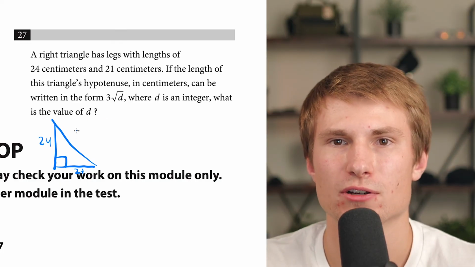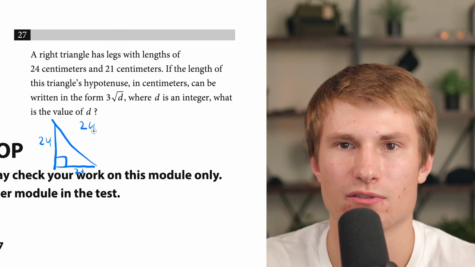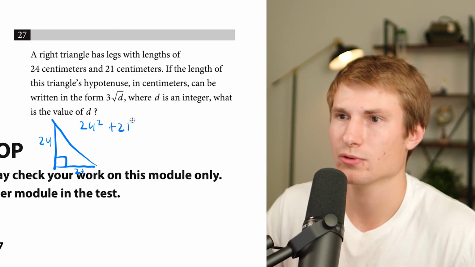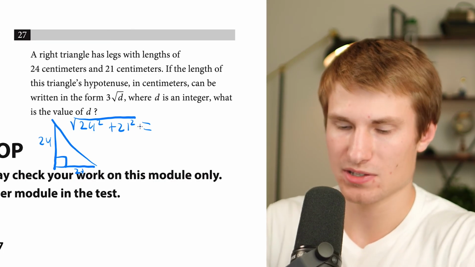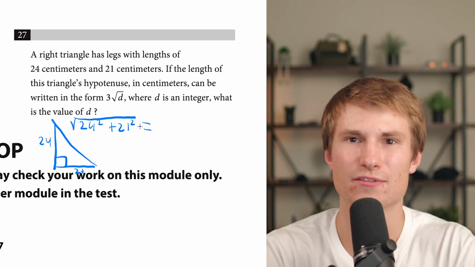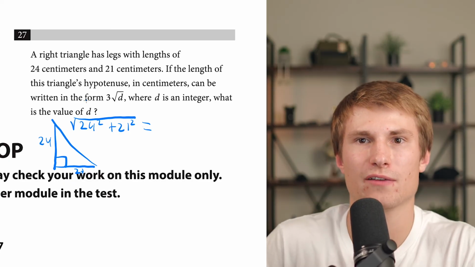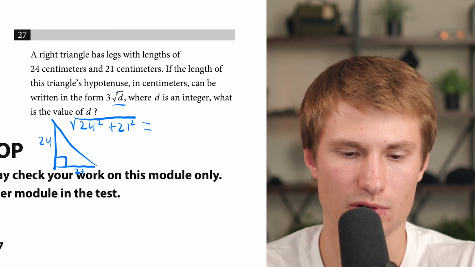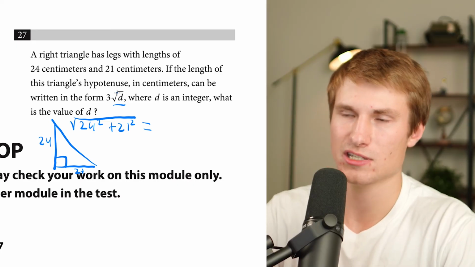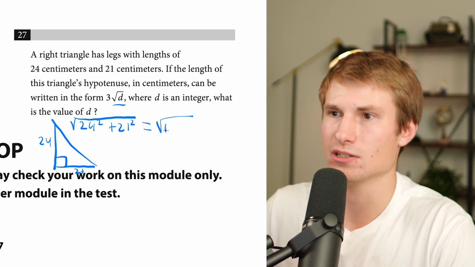All right, so let's first calculate what the hypotenuse is. We know that's going to be 24 squared plus 21 squared is going to equal c squared, and then we'll have to take the square root of that. Okay, so let's go ahead and put this in the calculator, and we're going to leave it underneath the square root since we know that we're going to have something under the square root. So let's just first calculate 24 squared plus 21 squared. That's going to give us 1017, so that's going to equal root 1017.